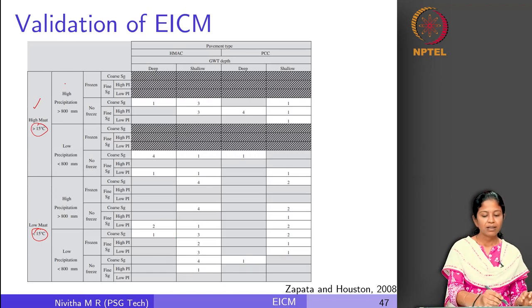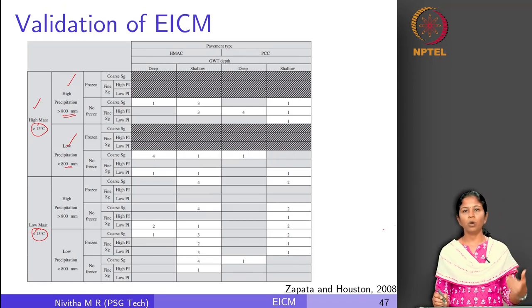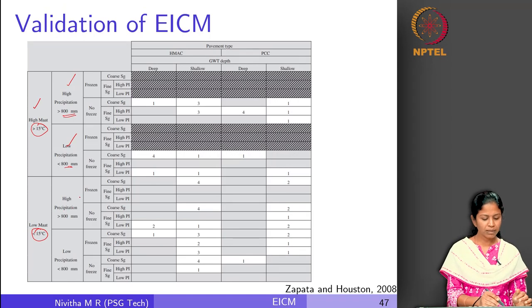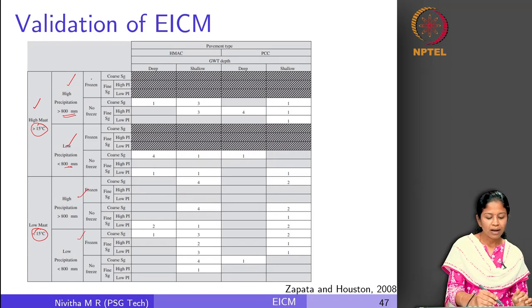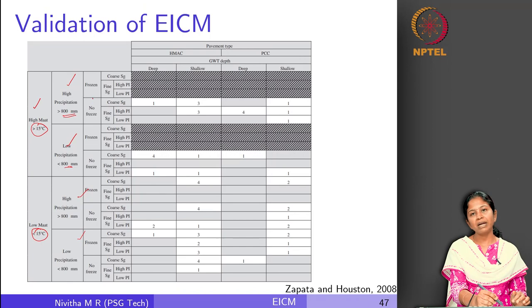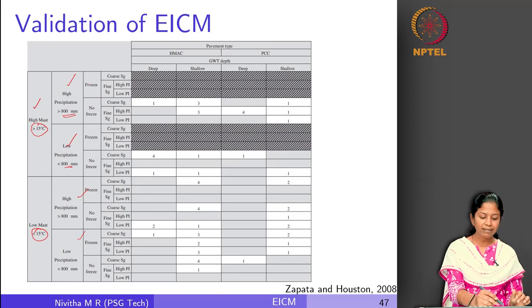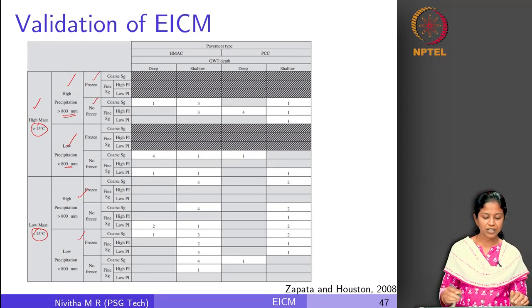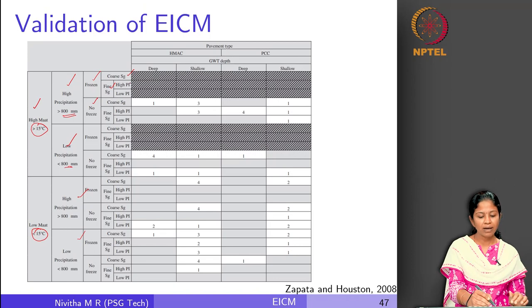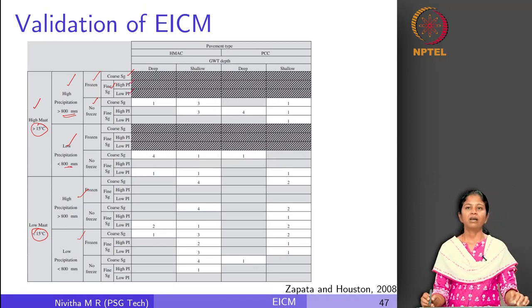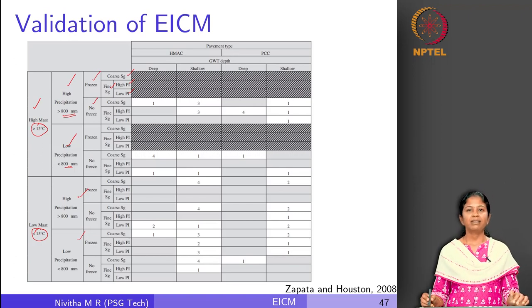So, they have categorized locations into high precipitation, which is greater than 800 mm, and low precipitation, less than 800 mm. Similarly, for lower temperature conditions also, they have the same two sets of data depending upon the precipitation level. Then, in each of these locations, they might be subjected to freeze and thaw effect, or they might not experience the sub-zero temperature at all. So, again, they are classified into frozen and no freeze condition. Okay? And in a given condition, coarse-grained soil, fine-grained soil, high plasticity index and low plasticity index.